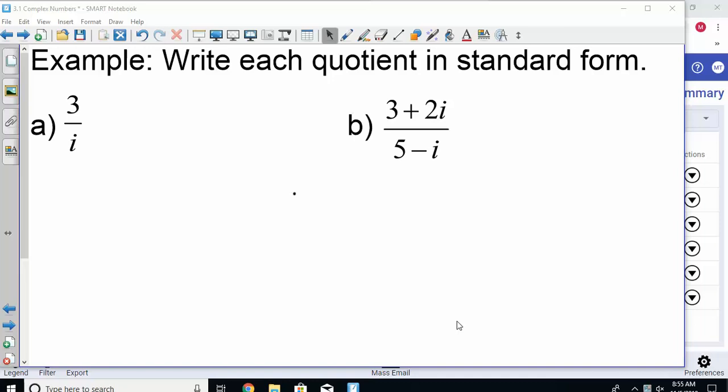Radicals. If there's a negative underneath, you pull out your i. We added, subtracted, and multiplied. So we have a few things remaining. The first is dividing. I actually have a question.